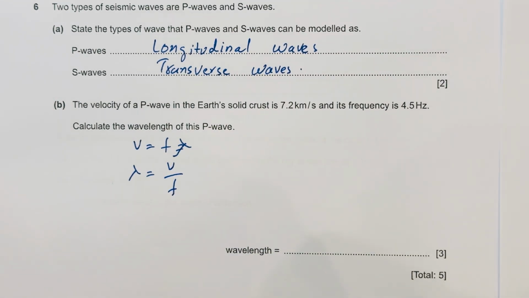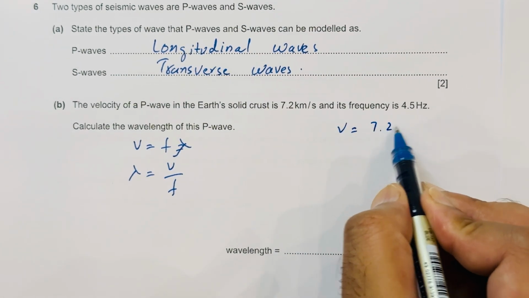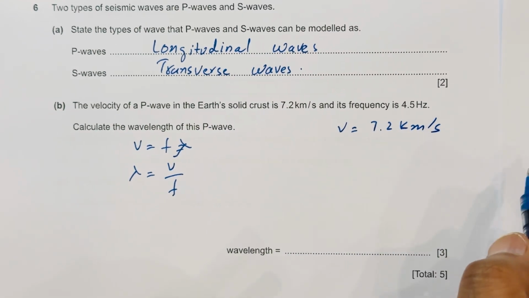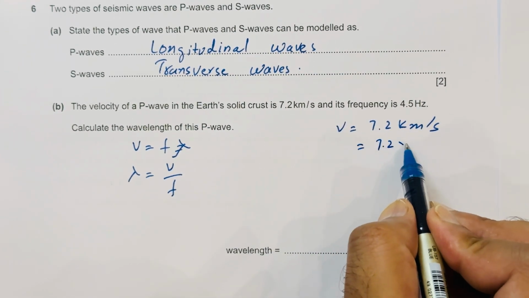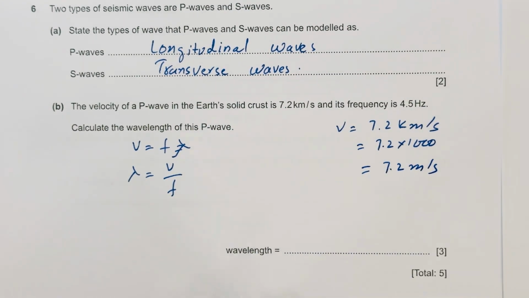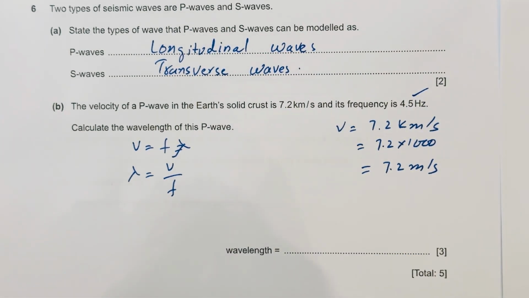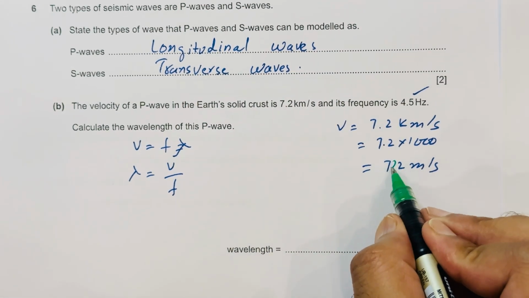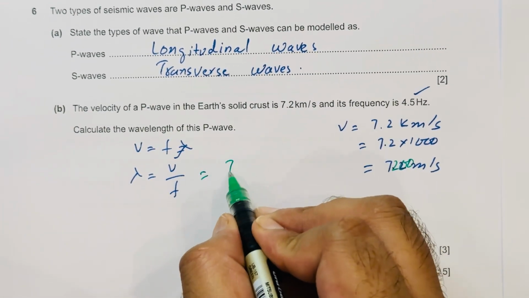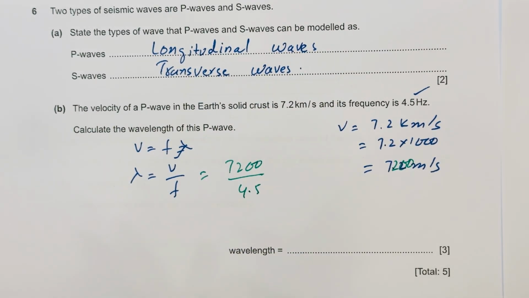So first we're gonna calculate velocity. Velocity is given as 7.2 kilometer per second. We're gonna change it by multiplying by 1000, so it would be 7200 meter per second, and the frequency is also given, that is 4.5. So we're gonna divide these two values, we're gonna write over here 7200 divided by 4.5. Our answer would be 1600 meter.